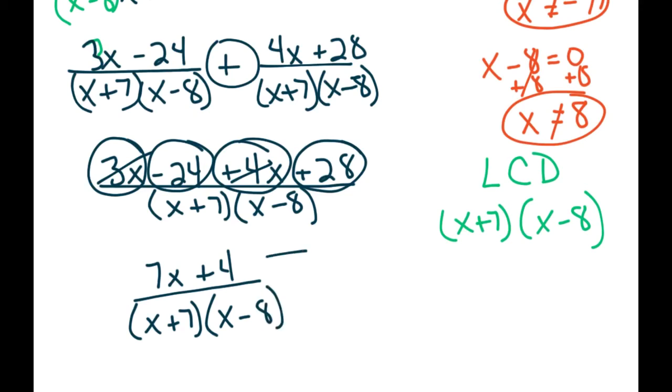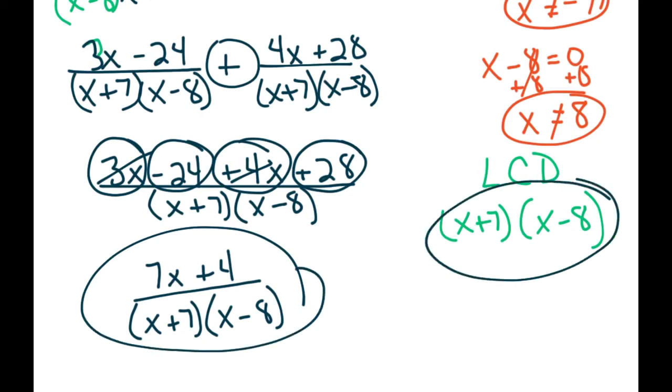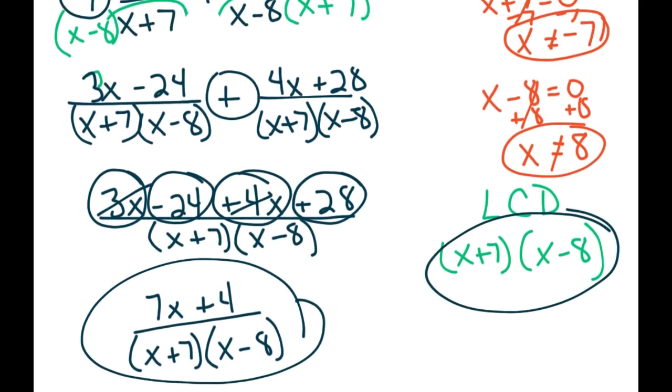I do not have a GCF on the numerator, so I do not have anything else that I can simplify. My answer, my LCD, and my 2 restrictions. Okay, we are going to do one more, and then I will leave you to your practice.